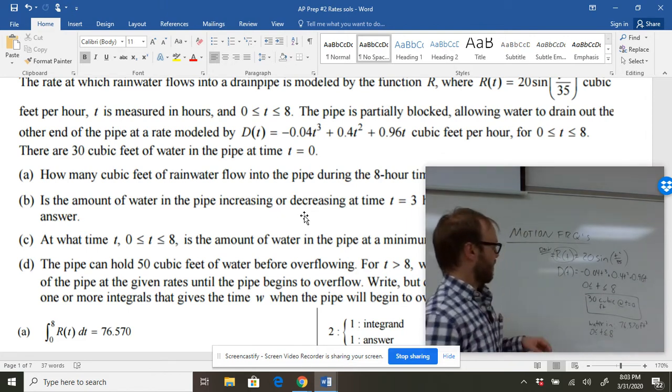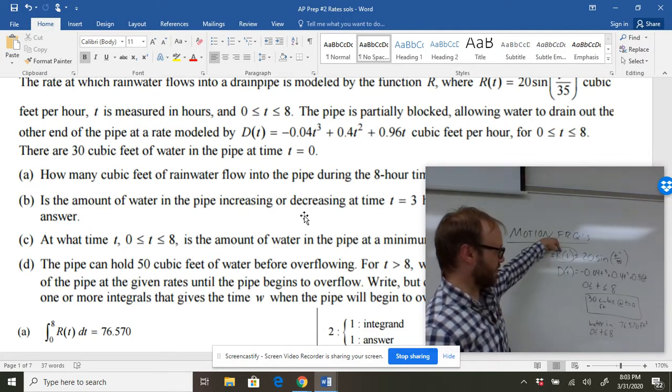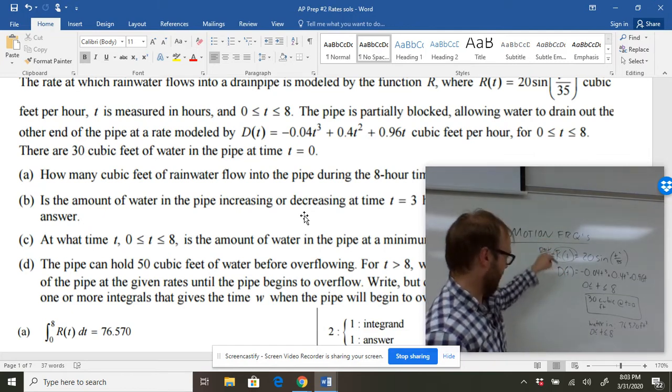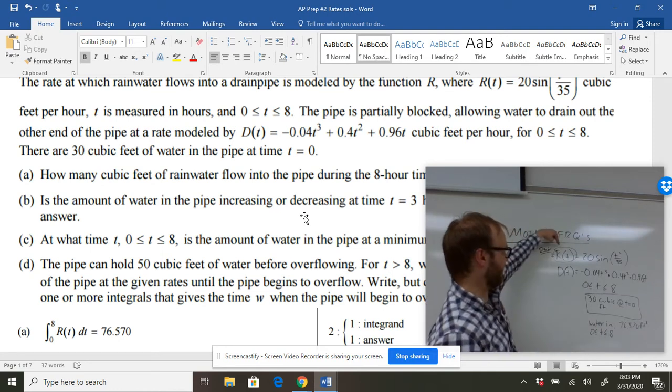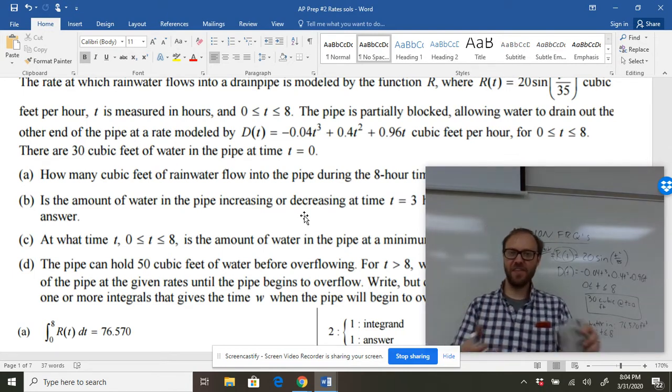The big thing you want to think about here is these are both rates. That's not the amount of rainwater total that's fallen. That's not the amount of rainwater that's left. This is how fast it's coming in, in cubic feet per hour. This is how fast it's leaving, in cubic feet per hour. Okay, so you kind of have to think about the units.